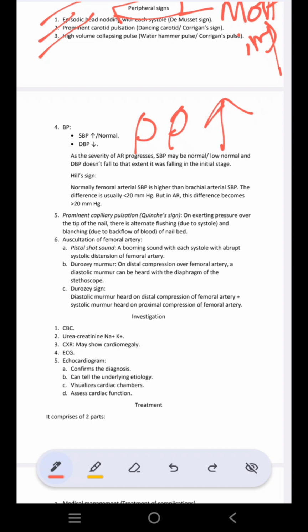Normally, when you check the BP of the femoral artery and the brachial artery, you find that there is a difference of less than 20 mmHg. But in case of aortic regurgitation, this difference becomes more than 20 mmHg. This is called as Hill sign.